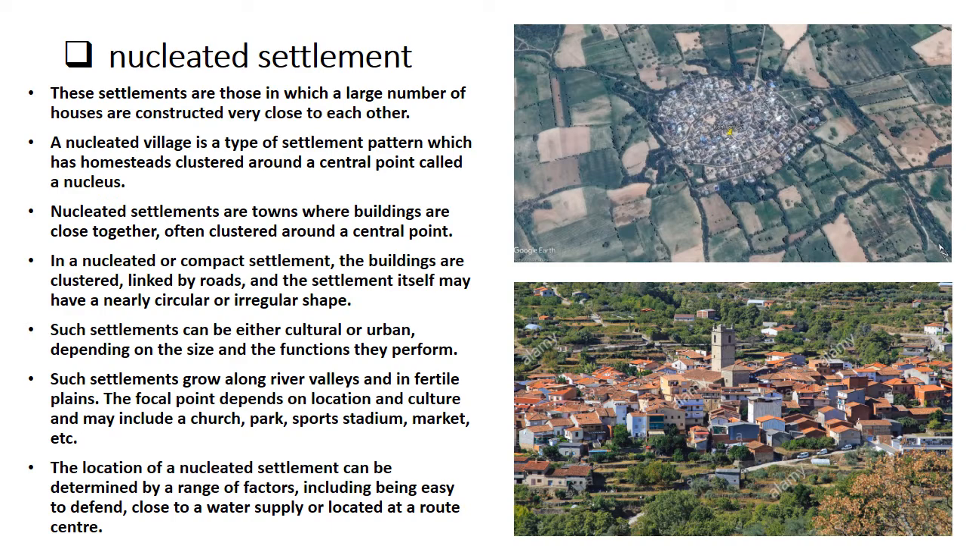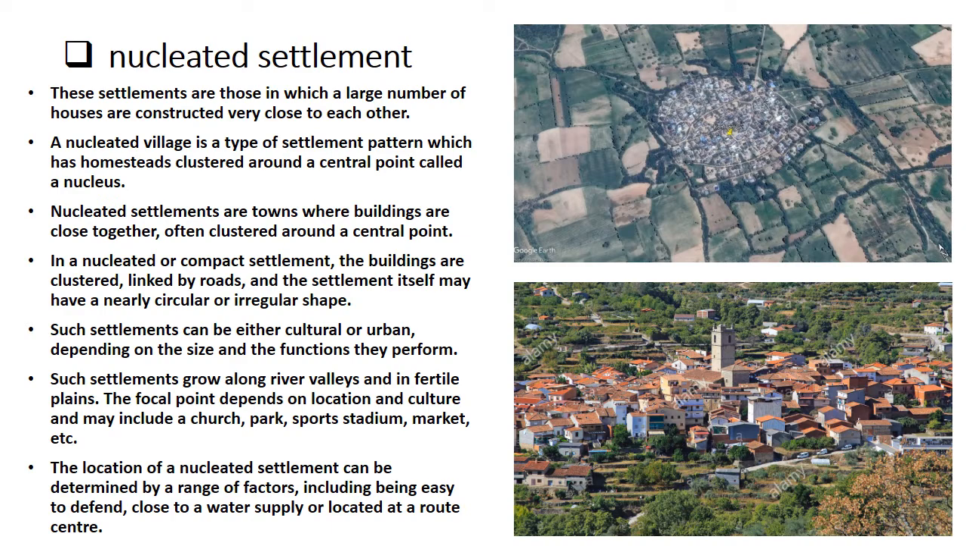From the central point, in a nucleated or compact settlement, the buildings are clustered, linked by roads, and the settlement itself may have a nearly circular, irregular shape. So, as it has a central point, a nucleus, a center of attraction, this type of settlement may have a circular shape, or it may have an irregular shape, or it can be patternless also.